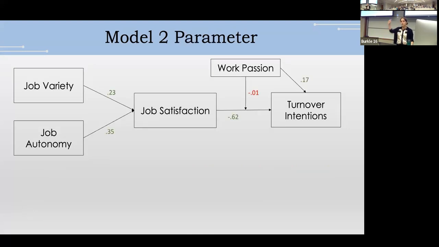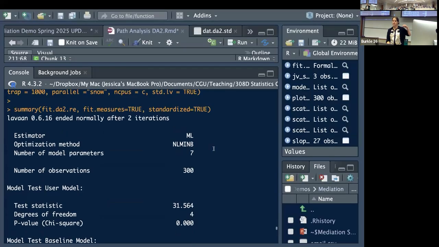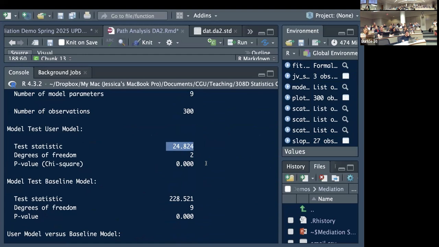Now we can look at our individual model parameters to see what might be the source of the misfit. So one thing here is that work passion does not moderate this relationship either. But Emily had another really great suggestion for fit, which is what? What did I not specify in this model? I didn't specify the direct effects from job variety to turnover or job autonomy to turnover. Let's put those in and see what happens to our fit.